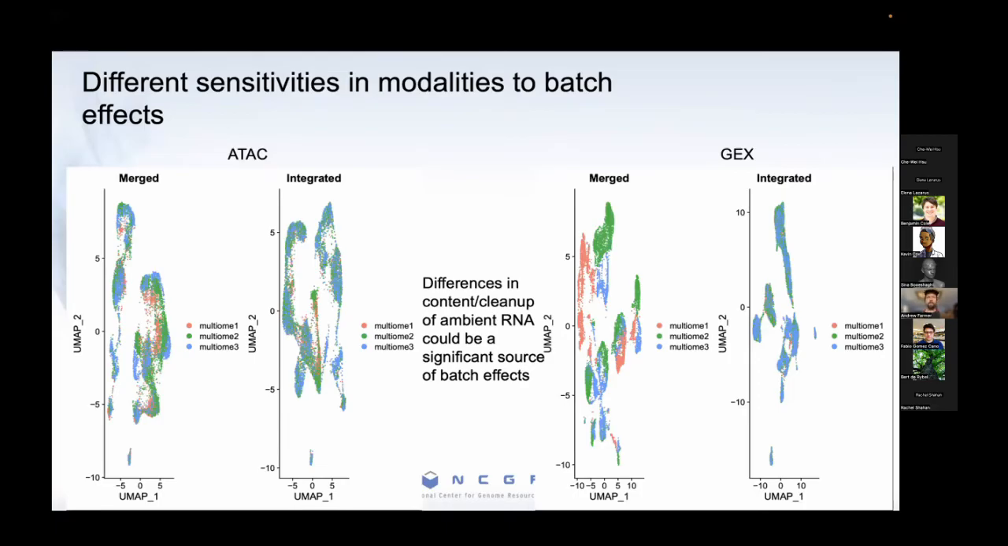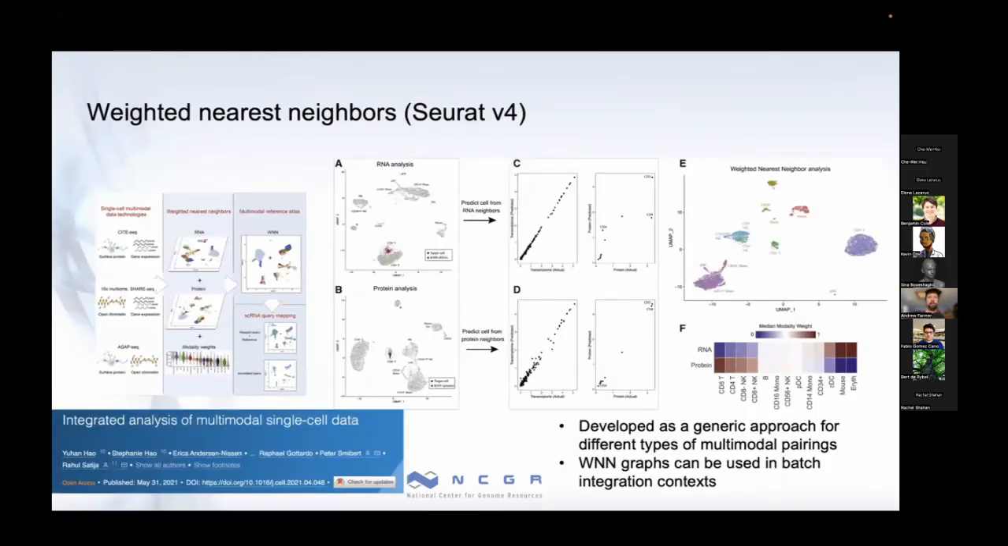It's interesting to see that, at least in this case, there seems to be quite a bit more batch effect in the gene expression data than there is in the ATAC-seq data. And some previous speakers have also mentioned this issue of single nuclei data being prone to ambient RNA. We'll look at that in a little more detail soon.